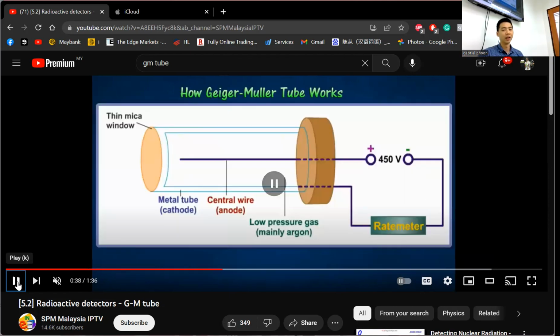You don't need to know the diagram also. You just have the picture of a GM tube in your head, so that you know that this thing is used to detect radiation. And yes, it can detect alpha radiation as well, but usually they don't really ask about it. You just need to know that a GM tube is used to detect radiation. Everything else is irrelevant. So back to the notes here.